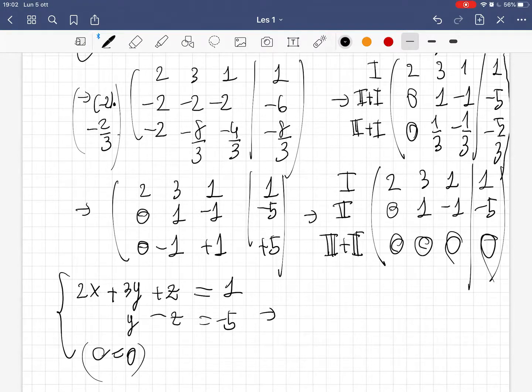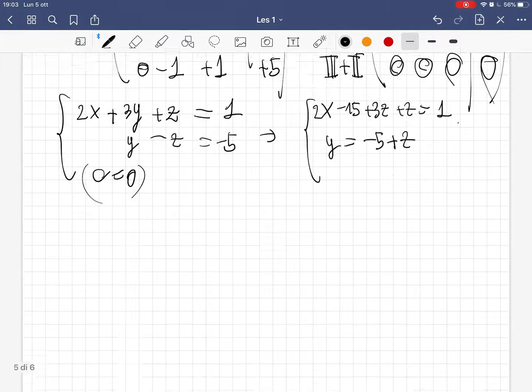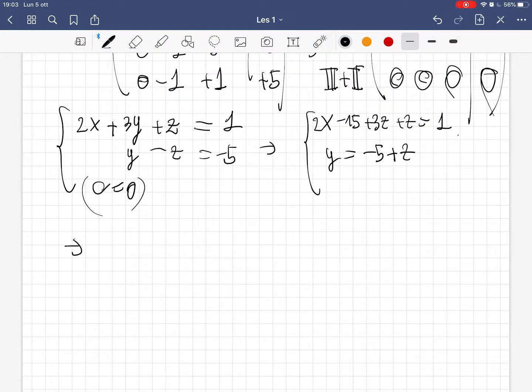What happens here is that you can't find just one solution, because, for example, from this one, you find that y is minus 5 plus z, okay, and then you can substitute here, namely 2x plus. Let me just do the computations. Minus 15 plus 3z plus this is equal to 1. Okay, and you go on, and what happens? Just take this y, minus 5 plus this one. Okay. And here, let me just rearrange things. This is 2x equal 16.